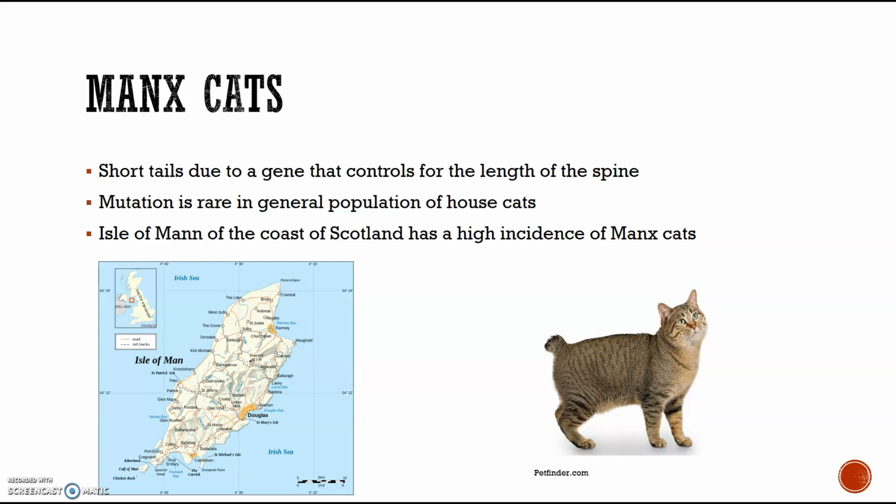But what you have is the Isle of Man off the coast of Scotland. That population of house cats was founded by a smaller population that had to be brought there by humans, and that smaller population had a higher incidence of this Manx gene in it. So the preponderance of cats on the Isle of Man are this Manx cat form. Now, you'll also see this kind of cat be relatively common because people have decided that it's cute and they will actually breed for it. But in this case, it was due to that founder effect.